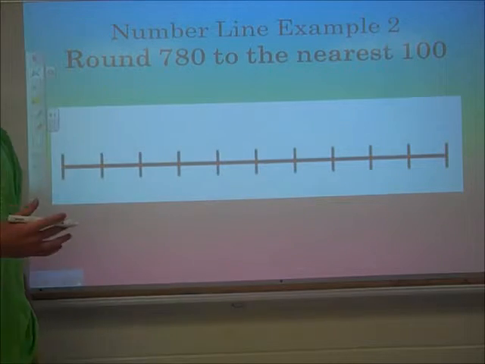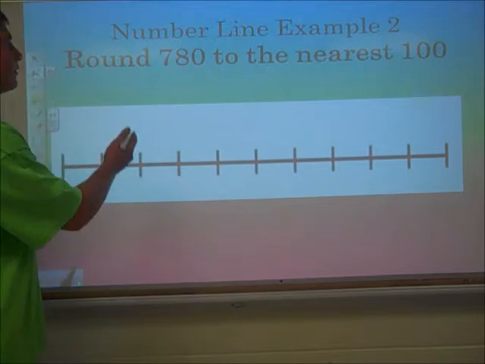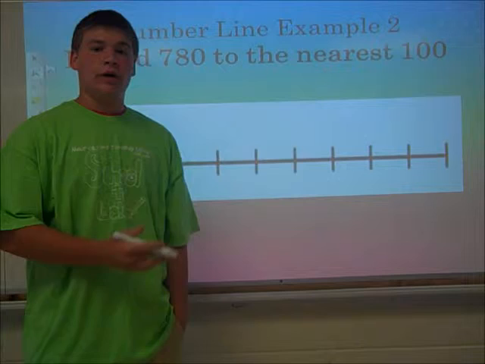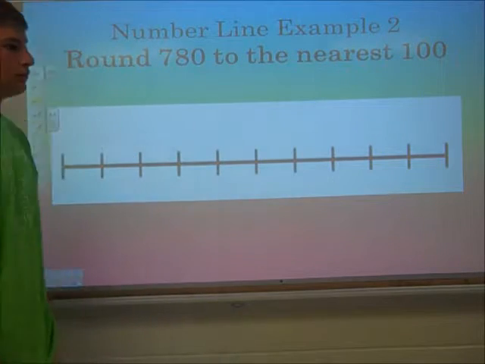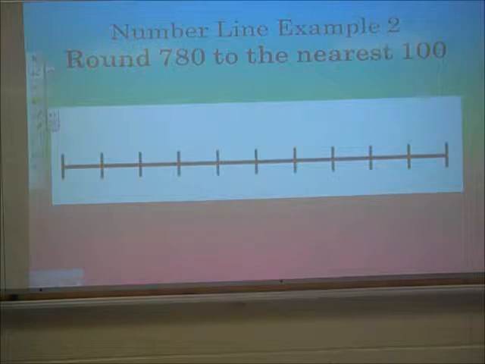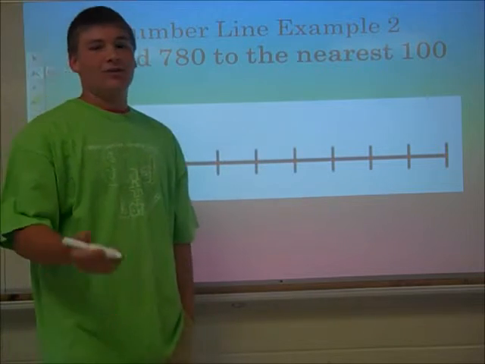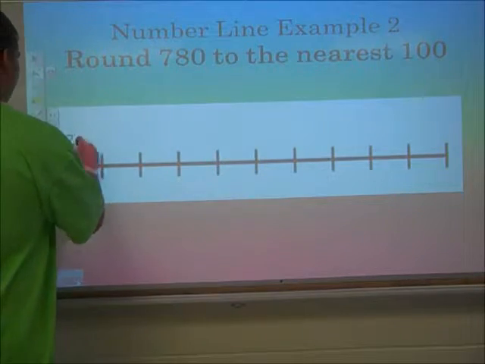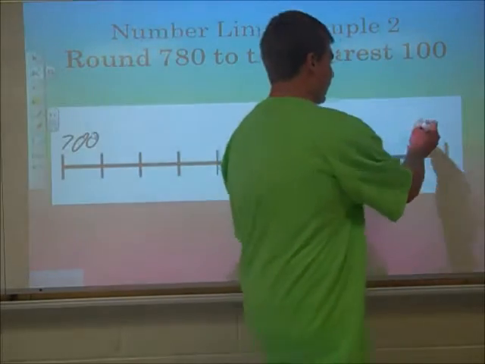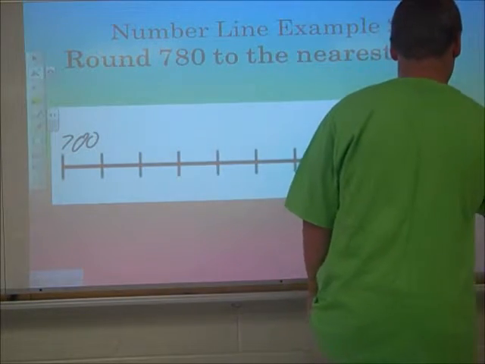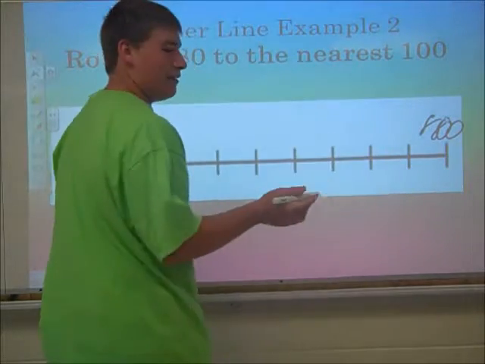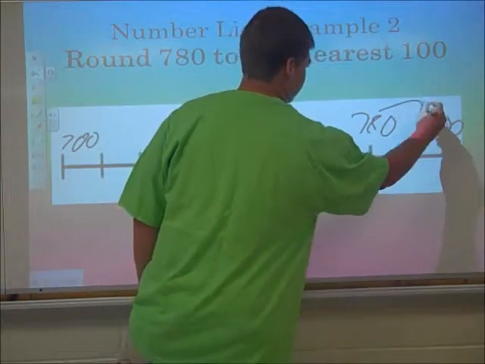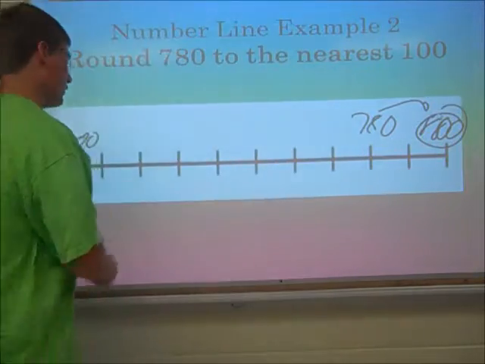Now, we have another one that we would like you to do on your own. So round 780 to the nearest 100. Take a minute, pause the video, and do this by yourself. Now, you should have got 800 because 700 is over here, 800 is over here. And then 780 is right here. And 780 is closer to 800, so 800 is your answer.